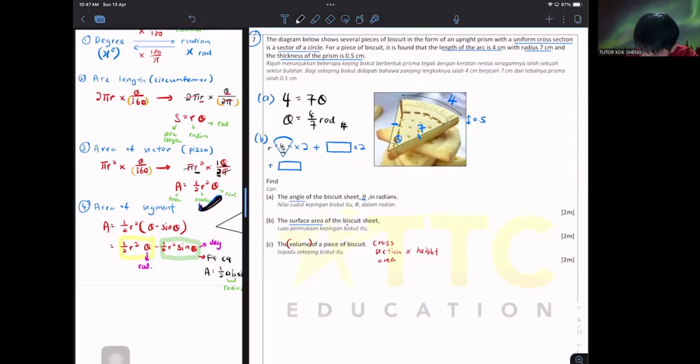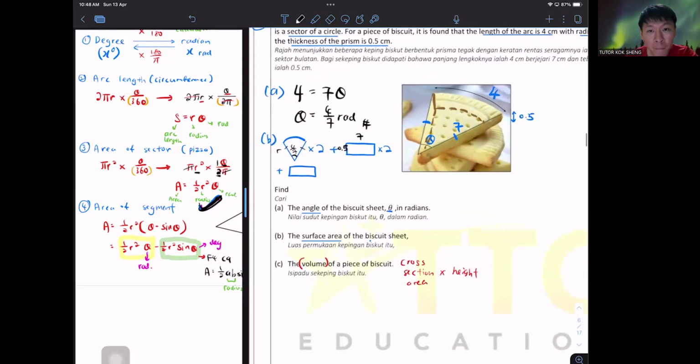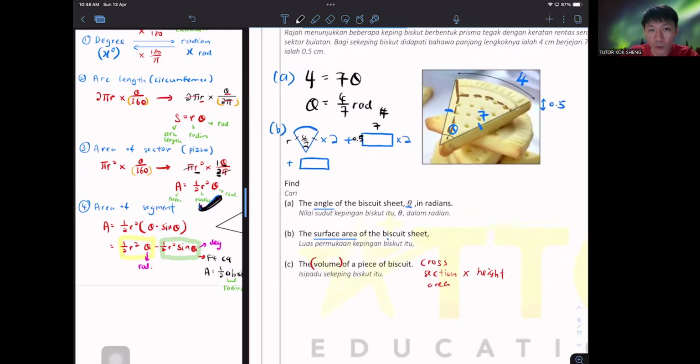Then followed by the rectangle. The 2 rectangles here, the length and the width are given to you. You can see the last one at the back here, this curve, this is also a rectangle, but it's a curved rectangle. For this curved rectangle, the length is the arc length 4 and the width is 0.5. So let's find everything.